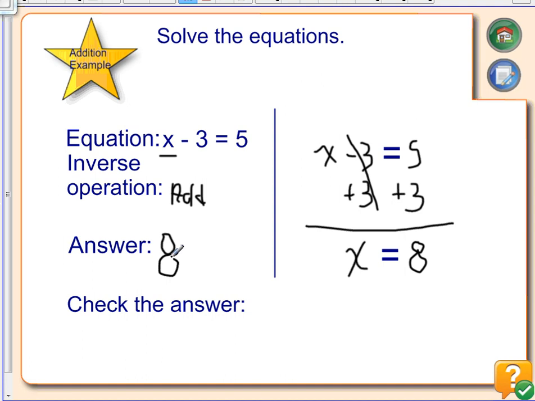Okay, x equals 8. In order to check our answer, we can take our answer and plug it back into the variable and see if the statement is still true. If I were to plug 8 in for x, I would have 8 minus 3 equals 5. And we know 8 minus 3 does equal 5. So 5 equals 5, so we know that our answer is correct. All right, let's do another example.